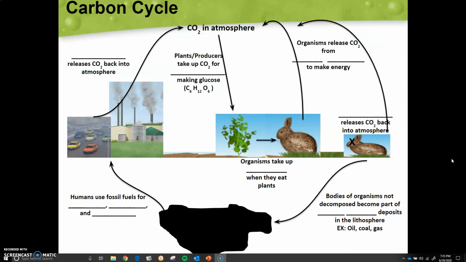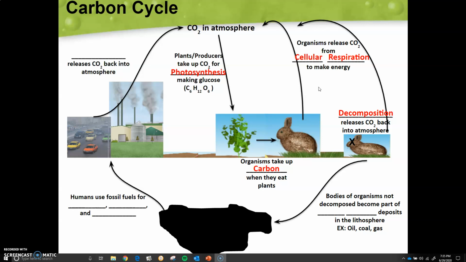Okay, so this is what you're going to use to fill in your notes. We're going to start here where plants and producers are taking in CO2, carbon dioxide, for photosynthesis, and they're making their own energy, or glucose, C6H12O6. Organisms take up that carbon when they eat plants. Organisms are going to release carbon dioxide from cellular respiration to make their energy, so that's a process that we as animals go through.